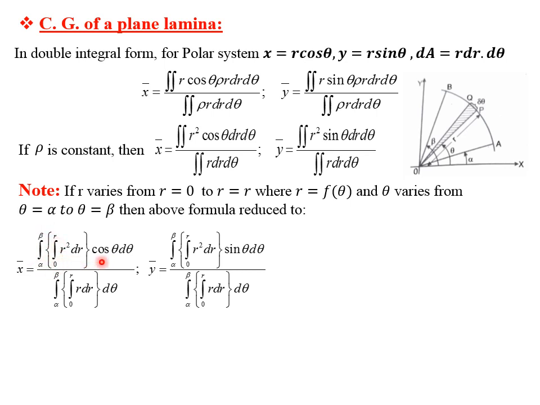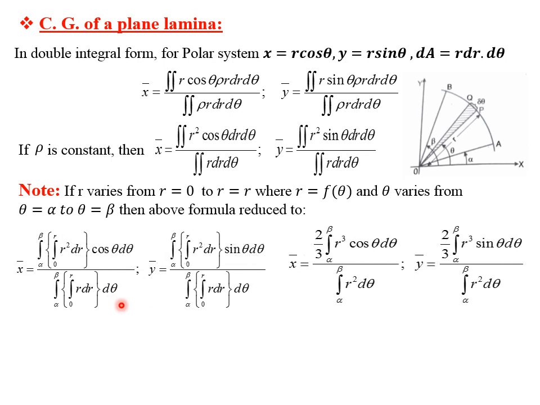In that case these formulae will reduce to, as we are putting the limits for these double integrations in a polar form, these can be written as x bar equal to integration alpha to beta, these are the limits over theta, inside bracket integration 0 to r, limits over r we have given over here, r square dr cos theta d theta. And using the concept of double integration, first let us integrate it with respect to r and then integrate it with respect to theta, divided by, similarly, double integration alpha to beta, inside a bracket integration 0 to r r dr, and then with respect to d theta.